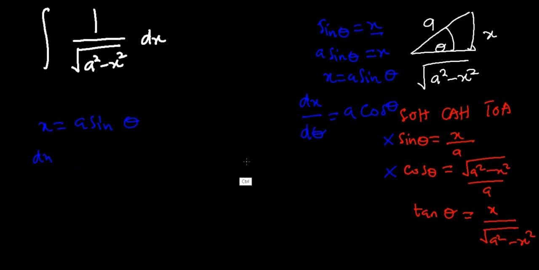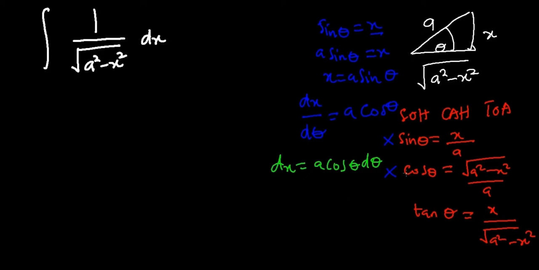Now that we found dx over d theta to be equal to a cosine of theta, let's make dx the subject. I'll multiply d theta with a times cosine of theta. So I have dx will be equal to a times cosine of theta d theta. Okay, so this is what we have now.